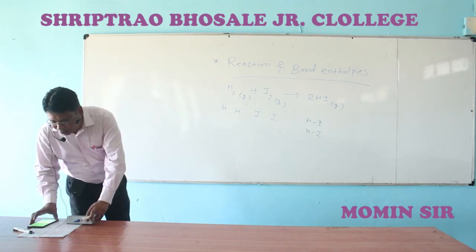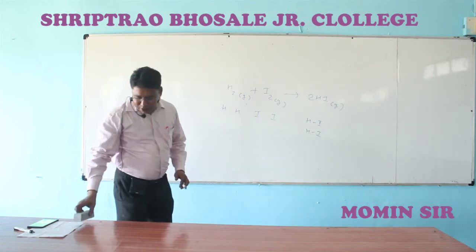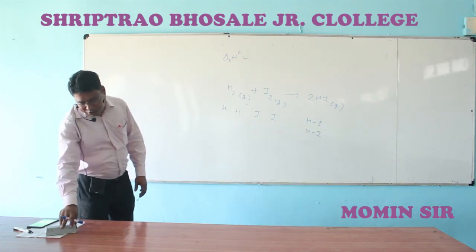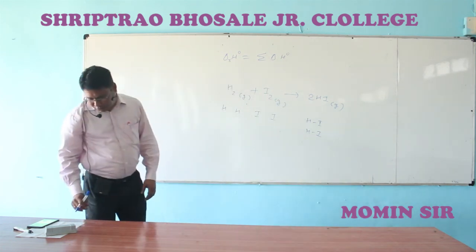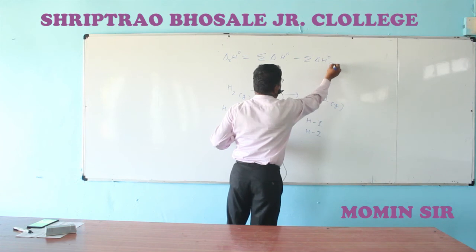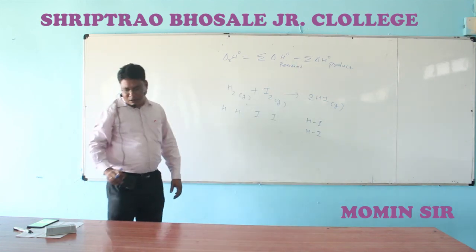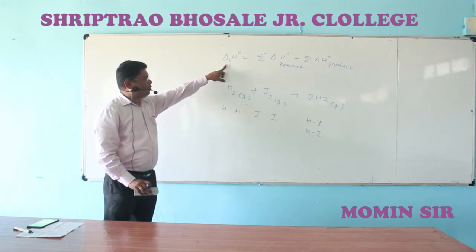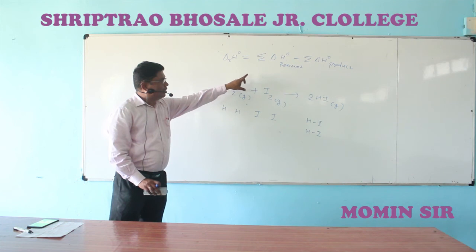The enthalpy of this reaction can be found out like this. Delta H reaction, that is the standard enthalpy change of reaction, is equal to the summation of standard enthalpies of reactant minus the summation of standard enthalpies of product. Reactant minus product. So that is called reaction and bond enthalpy. We can find the enthalpy of the reaction from bond enthalpies.